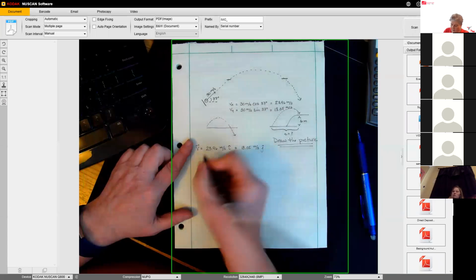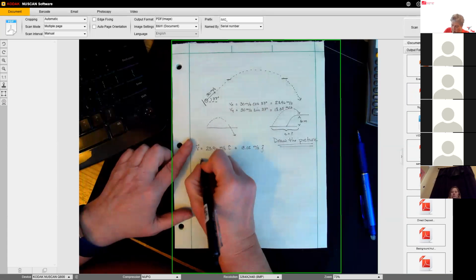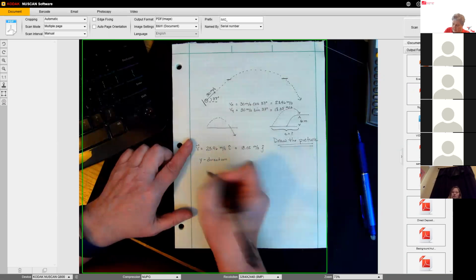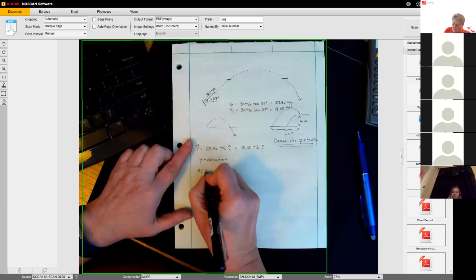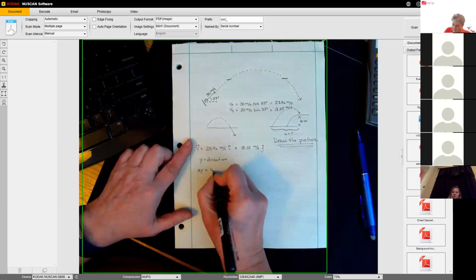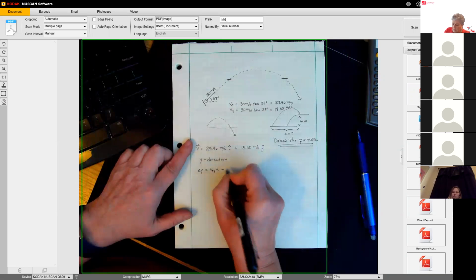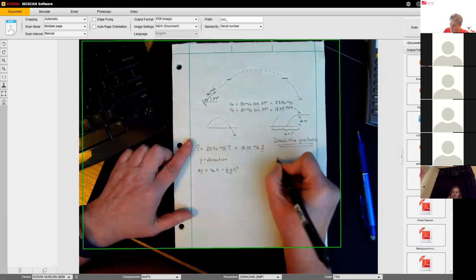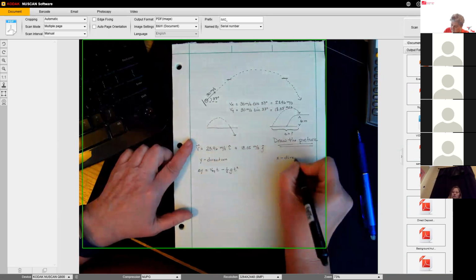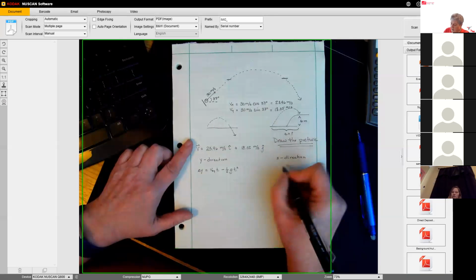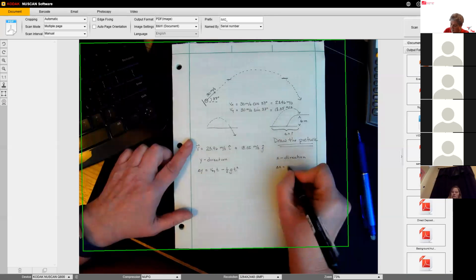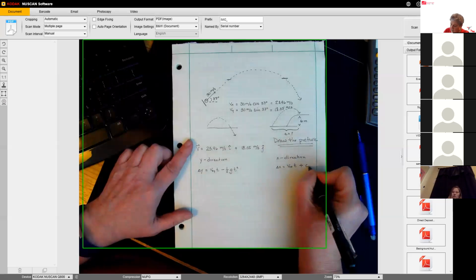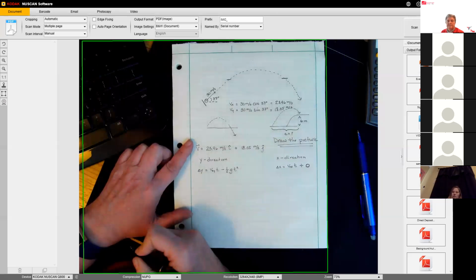Now we have our independent equations. So let's write our Y direction equations. My change in Y is going to equal the initial velocity in the Y direction times time minus 1/2 gravity times time squared. In the X direction, my change in X is going to equal my initial velocity in the X direction times time, but I have no acceleration, so that is going to be 0.